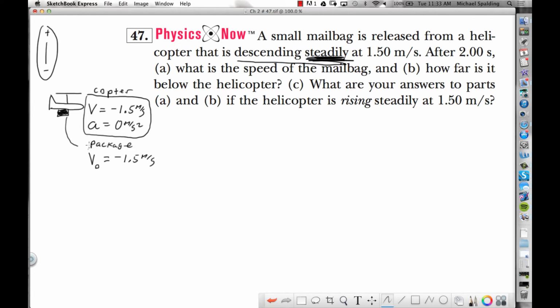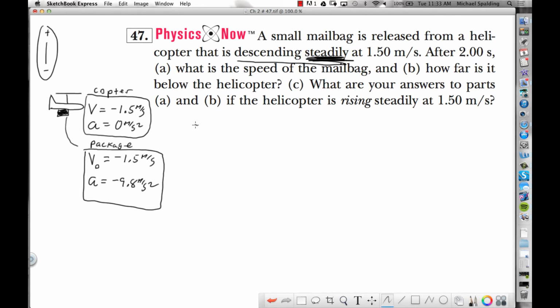so I'm going to label this package data. So here's our data for the package. It gets released. What is the acceleration of the package after being released? Negative 9.8. It's going to be accelerated by gravity, right? Now we're asked to find the velocity of the package, the speed of the mail bag after 2 seconds. So the time we're focusing on here is 2 seconds.